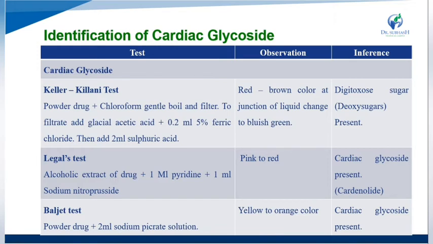Then Baljet's test. Powdered drug plus 2 ml of sodium picrate solution. They generate a yellow to orange color. That indicates cardiac glycosides are present in the component.